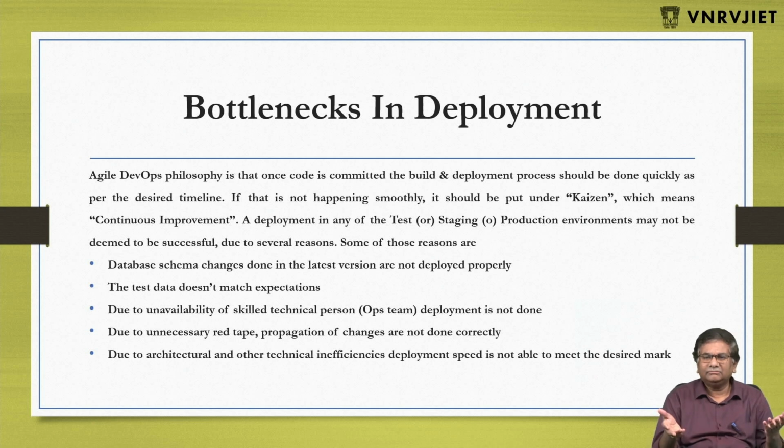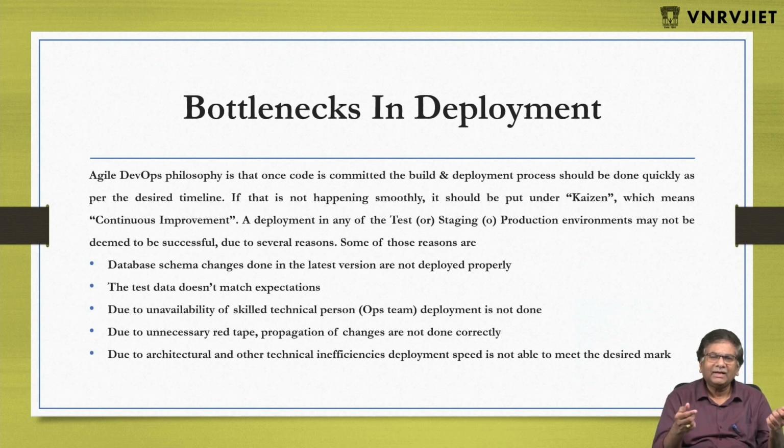So if something is not happening smoothly, then we have to go for a process called Kaizen. Kaizen basically stands for continuous improvement. What does it mean? You see where the things are that are not really working well, and then you improve that process. Now, a deployment in any of the test or staging or production environment may not be deemed successful due to several reasons. So you deployed it, but it may not be a successful deployment. What could be the reasons?